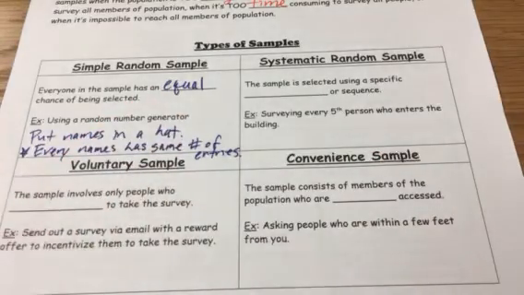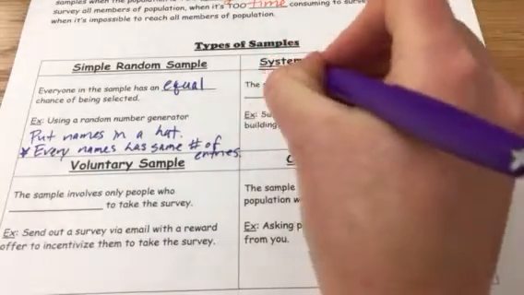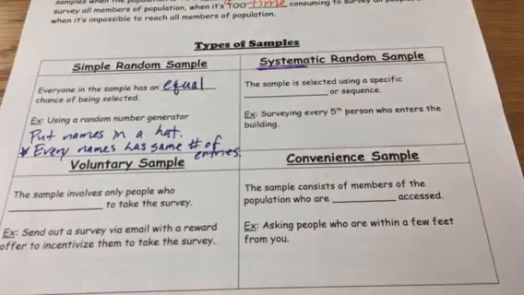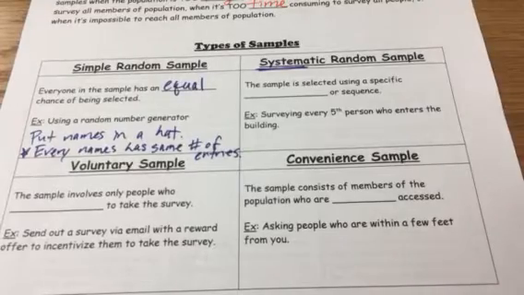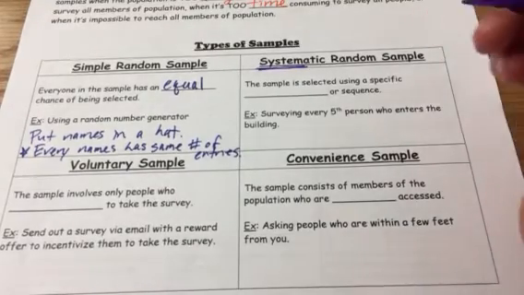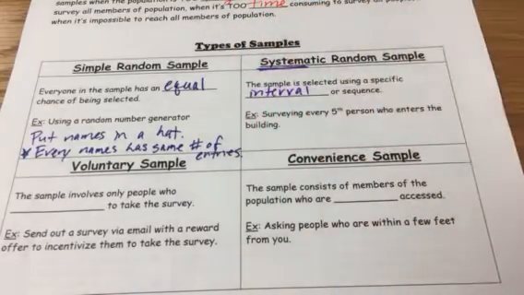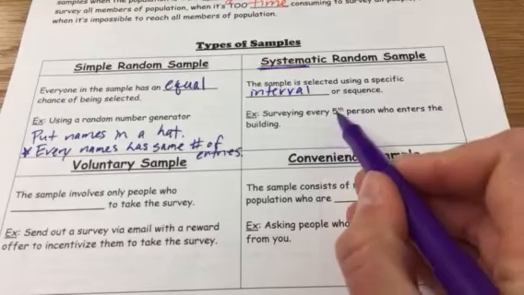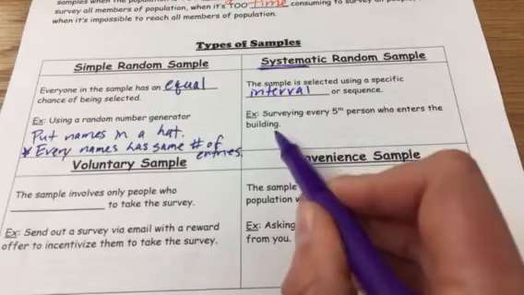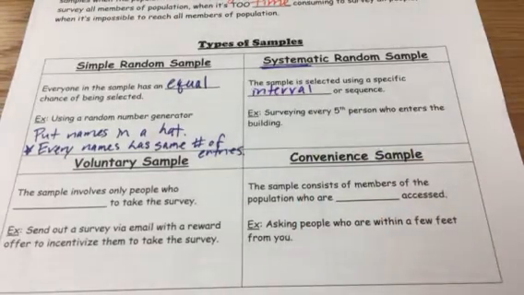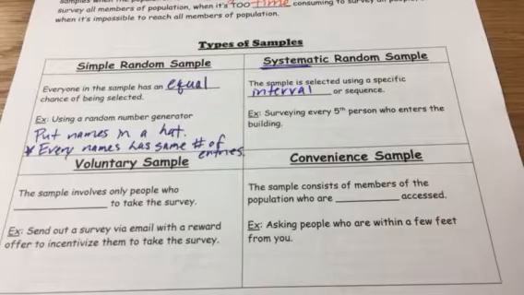We have another one called a systematic random sample. I like this the best because I really like systems. I like when things kind of make sense and have order and structure to them. And this is when the sample is selected by using a specific interval or sequence. So for instance, I could survey every fifth person who enters the building. So let's say I'm at the library and I want to know people's favorite books.